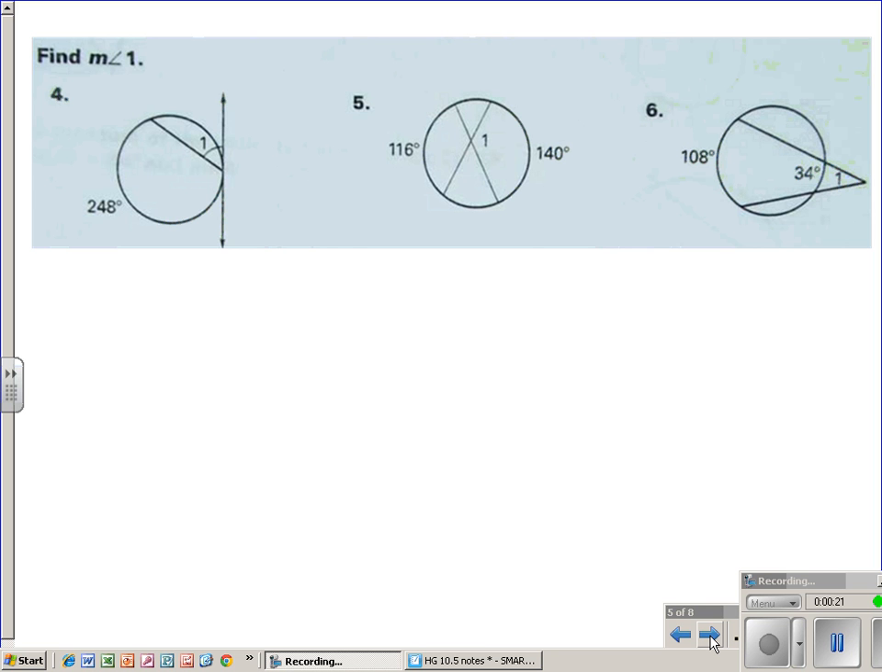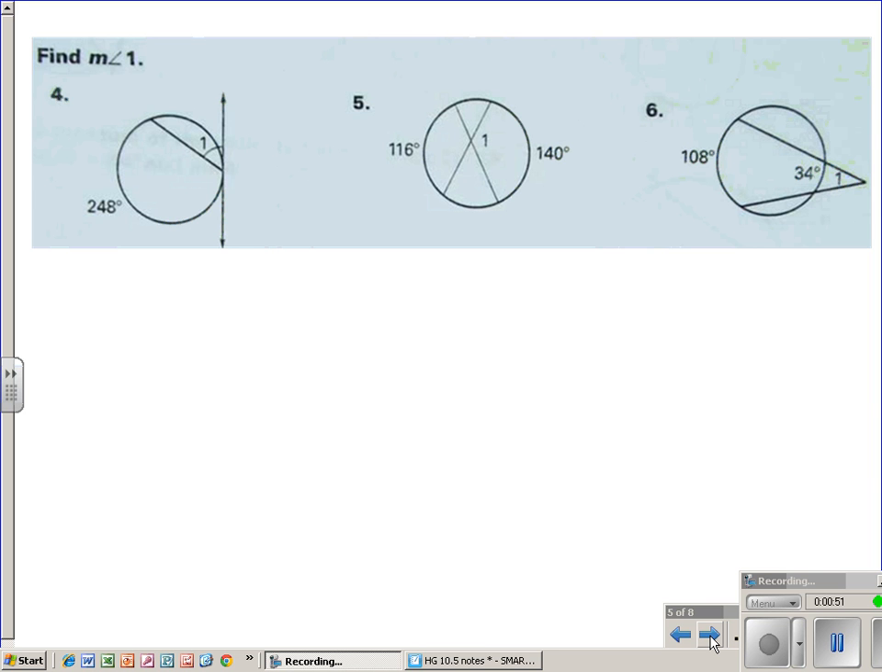If the vertex of the angle is inside the circle, the angle measurement is 1/2 the sum of the intercepted arcs. If the vertex of the angle is on the circle, the measure of the angle is 1/2 the intercepted arc. There's only one arc. For the vertex being outside of the circle, the angle measurement is 1/2 the difference between the intercepted arcs. So let's take a look at a couple of these examples.